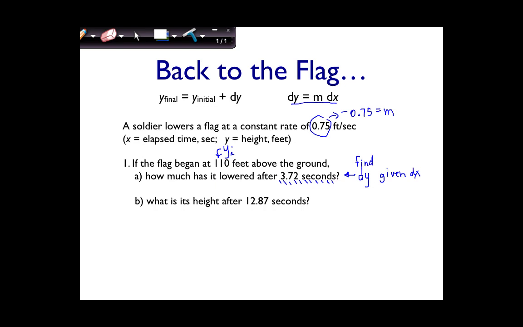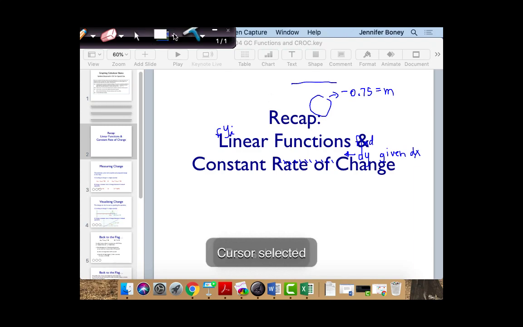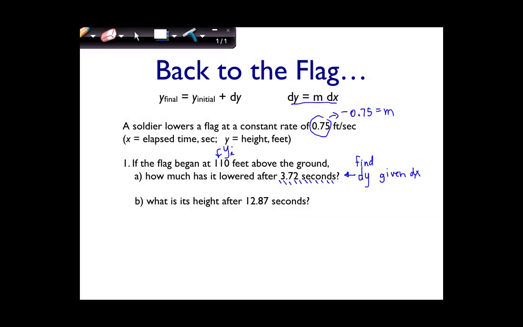So what about for part B? What is its height after 12.87 seconds, it being the flag? What is this asking us to find a value of? What symbol would express what we're looking for? Yeah, this is looking for a y final. So we want to find y final after 12.87 seconds, since the flag left the top of the pole. So that's our dx in this case.